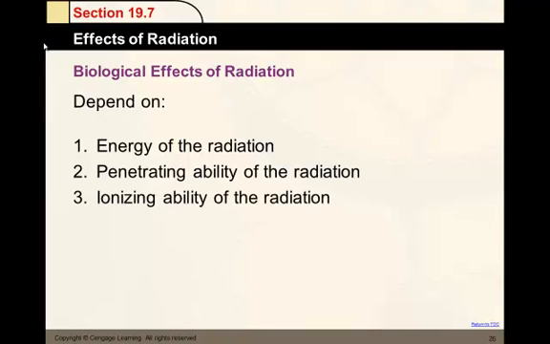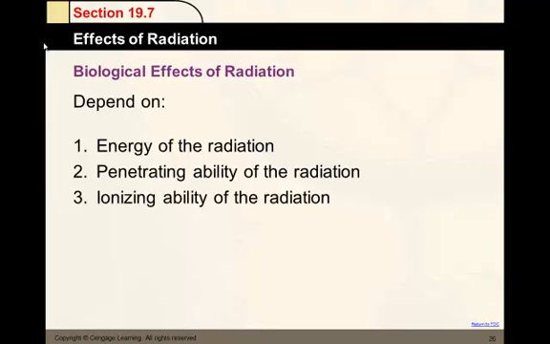Ionizing ability of the radiation. So gamma radiation is ionizing radiation. Other kinds of radiation we're familiar with every day, things like microwaves and radio waves. These are forms of radiation as well. They're part of the electromagnetic spectrum. The visible spectrum is part of that as well.